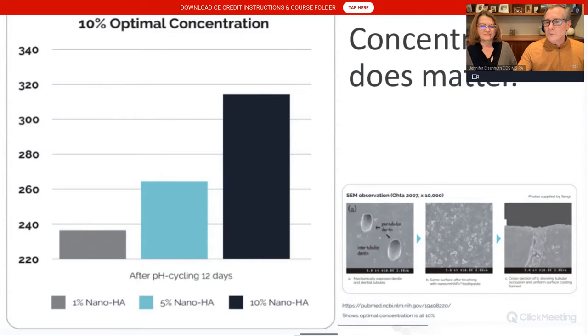So once again, we're in the Wild West. Help your patients if they want the best caries protection and a toothpaste that's going to give them optimal levels of remineralizing. 10% is really an important takeaway.